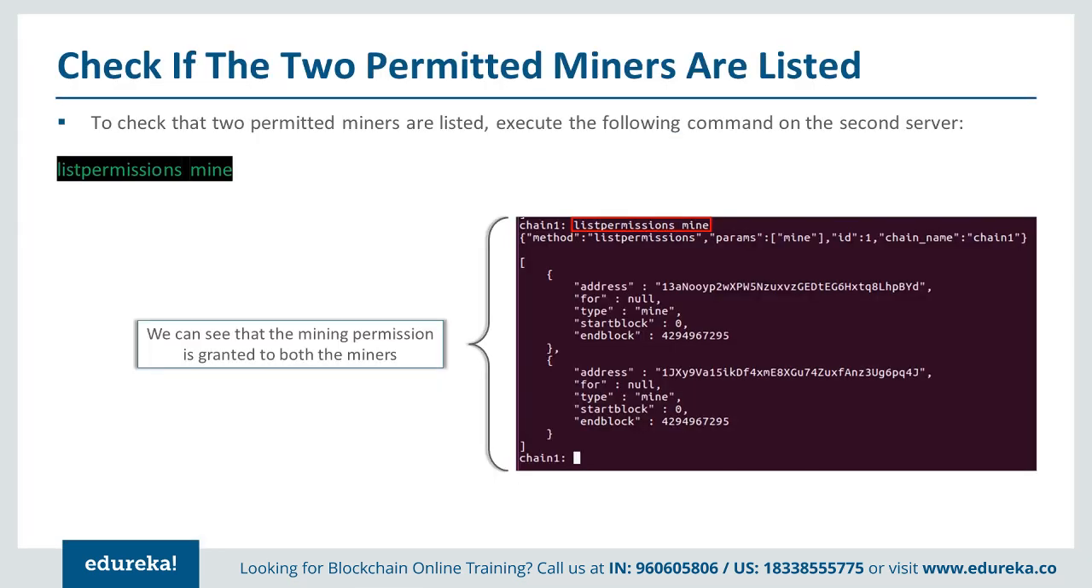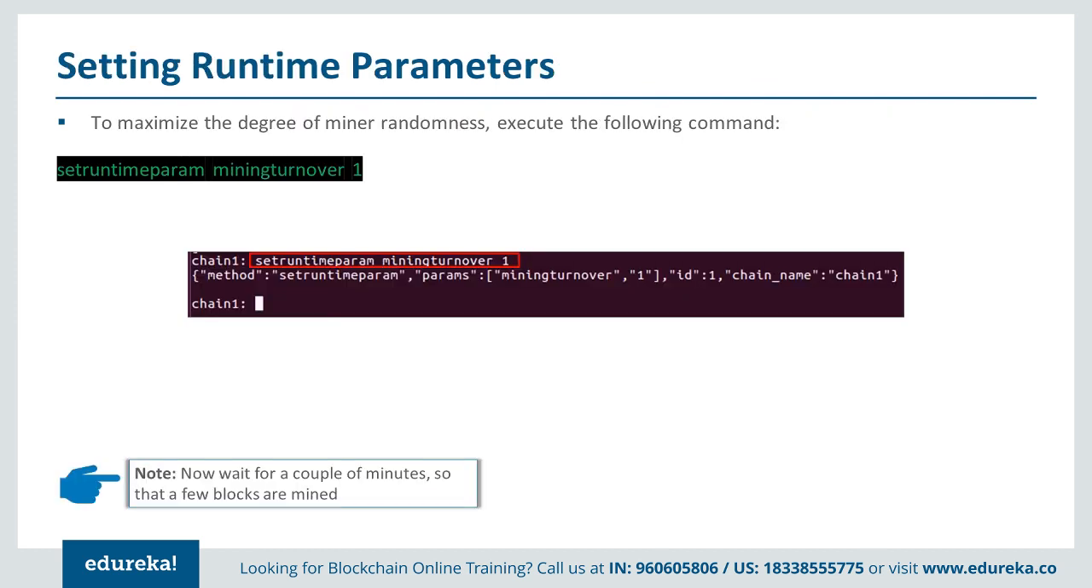So list permissions mine. If I see, then both the nodes will be able to mine. Now I can set up the parameters of mining turnover 1, which means that to maximize the degree of miner randomness, execute the following command. So this will randomly give each miner the chance to mine the blocks.